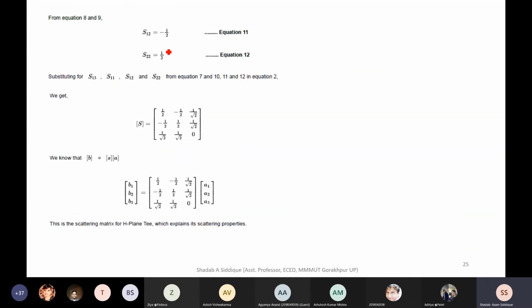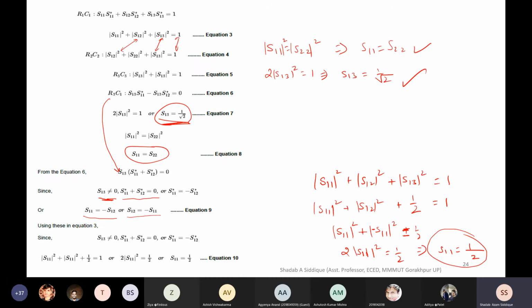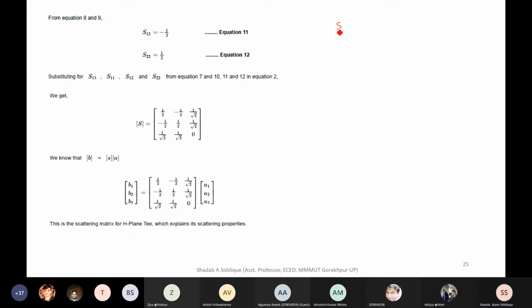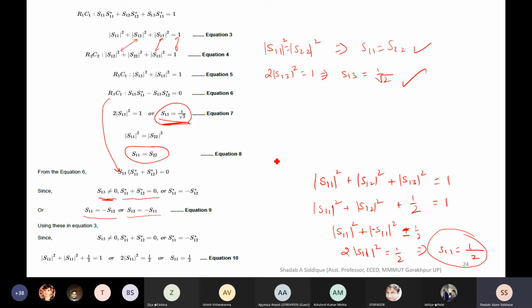So from this we can write S11 is equal to 1 by 2. So S12 should be equal to minus half, since S11 is equal to half. And what about the other terms? I'll try to find them out.